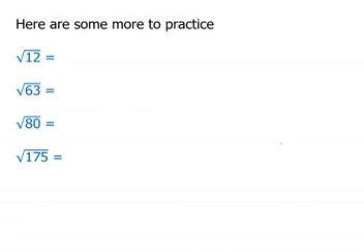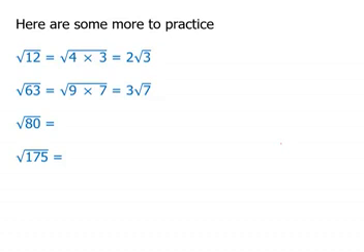Okay, in each case what we're doing is we want to express the number under the radical as the product of a perfect square times something else. So 12 is divisible by a perfect square. It's divisible by 4. So I'm going to write it as 4 times 3. And then, of course, the square root of 4 is just 2. So this simplifies to 2 root 3. 63, I can write that as 9 times 7. And the square root of 9 is 3. So this becomes 3 root 7.